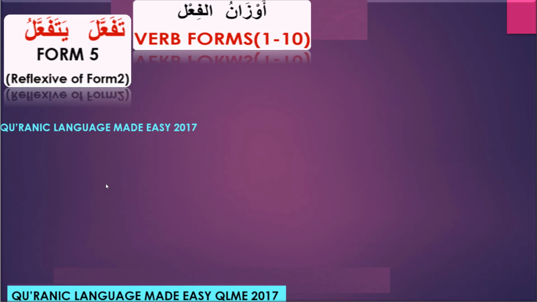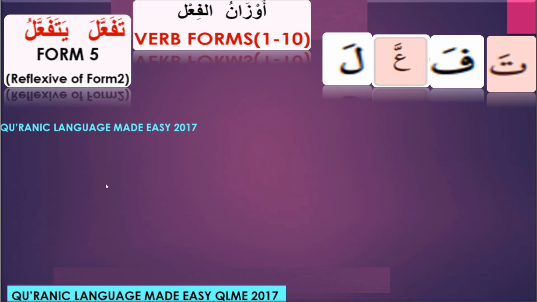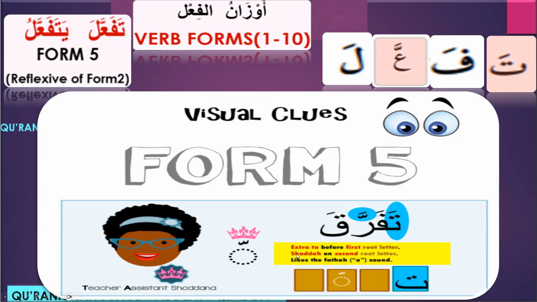Next is form 5, that is tafa'ala yatafa'alu. This word form is created by prefixing ta to form 2, and it tends to have a passive or reflexive meaning. For example, ta'allama, right? This is built on form 2 by adding the prefix ta to the form 2 verb. So let's see the visual clues. Tafarraqa: we have an extra ta before the first root letter, and then a shadda on the second root letter, and it likes the fatha sound. Also, form 5 has gradualism, like to slowly or gradually do something. For example, nazala means he came down, but tanazzala means he came down gradually. Hafiza is he memorized, but tahaffada is he memorized gradually.